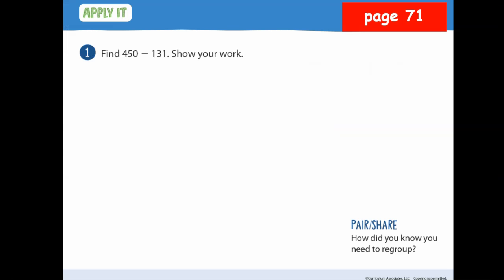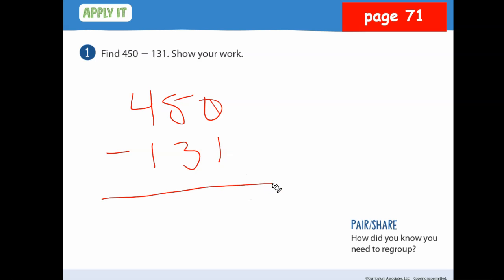All right. So go to page 71 in your math book, and you're finding 450 minus 331. Okay. So show your work. So let's do that first. All right. Let's see. So you should have something like this: 450 minus 131. Okay. So 0 minus 1. Can I do that? Okay. Again, this is on page 71, guys.